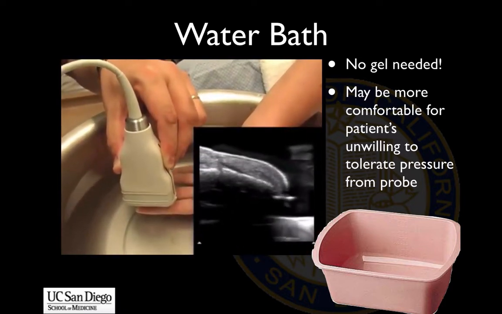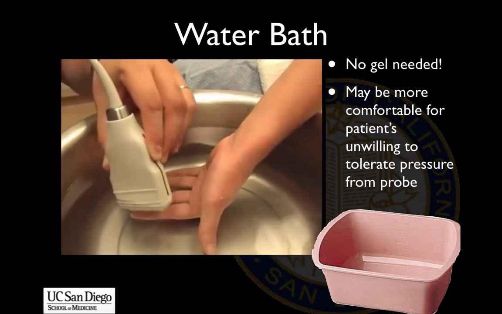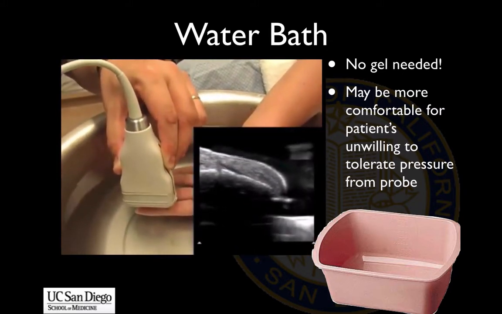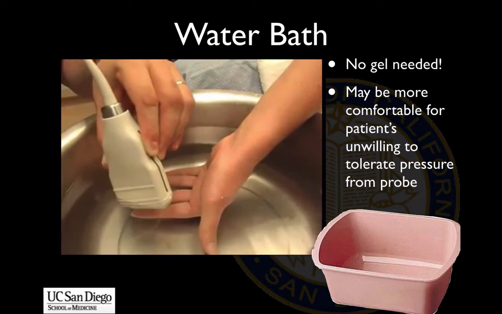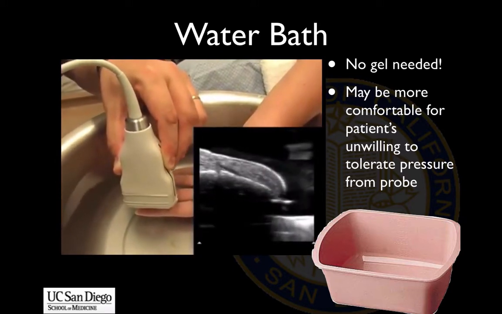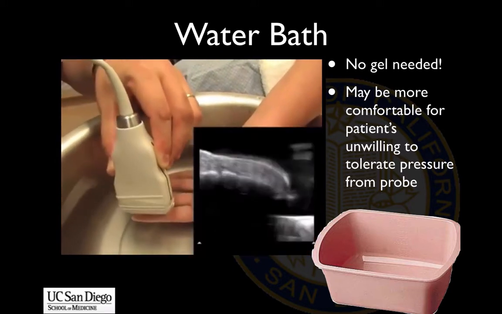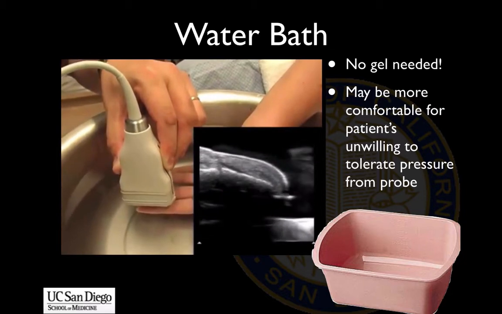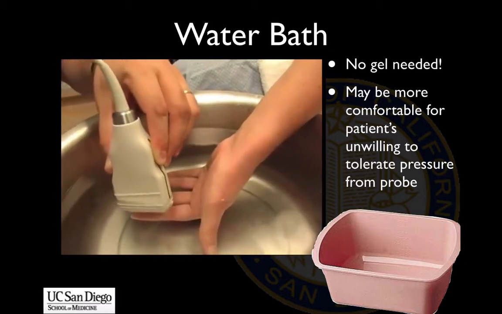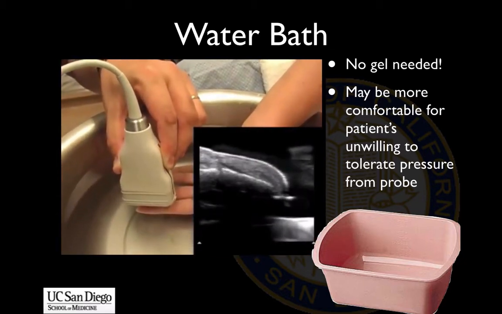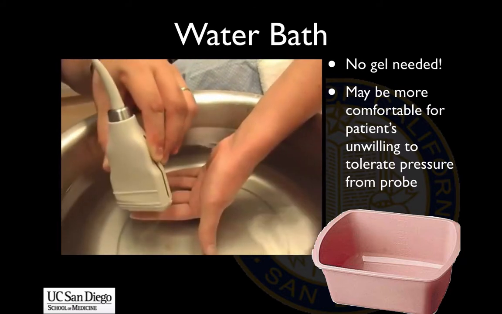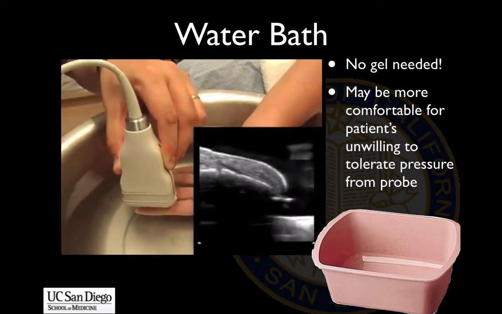As shown in the video, the patient's hand may be placed in a shallow water bath which is then used as a scanning medium. This medium obviates the need for gel, and the probe footprint itself can be placed underwater. Additionally, this method may prove to be more comfortable in patients whom placing pressure on soft tissues may be painful, such as those with a finger fracture or abscess.